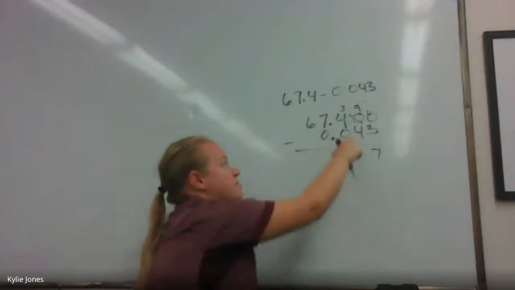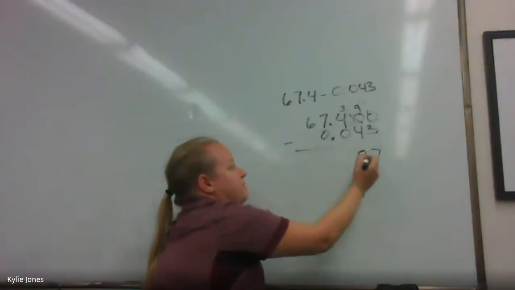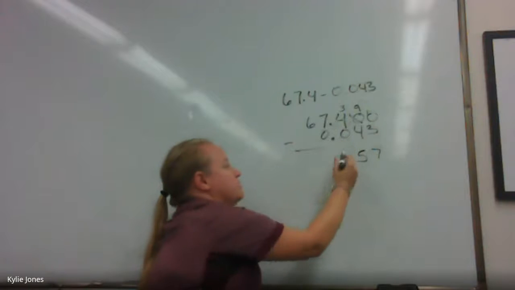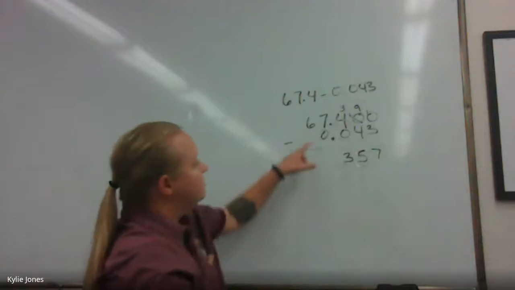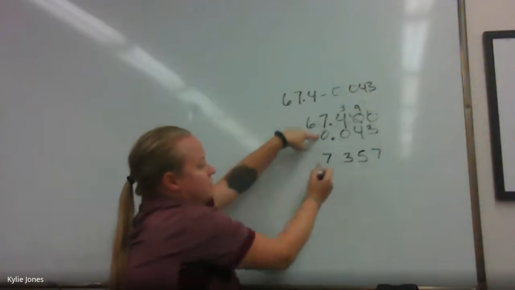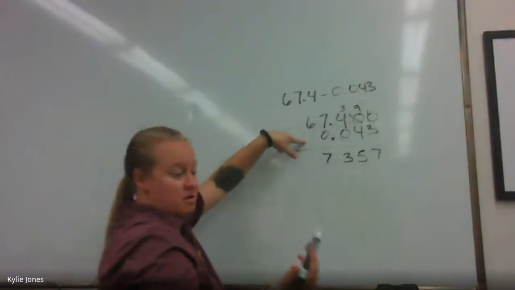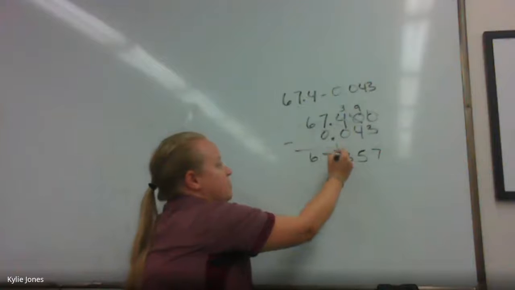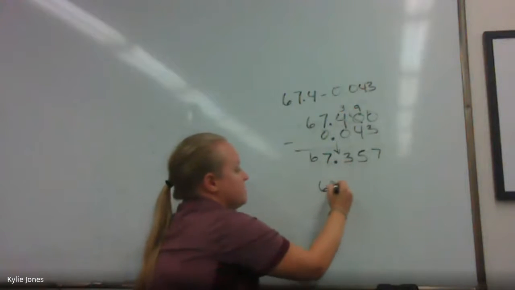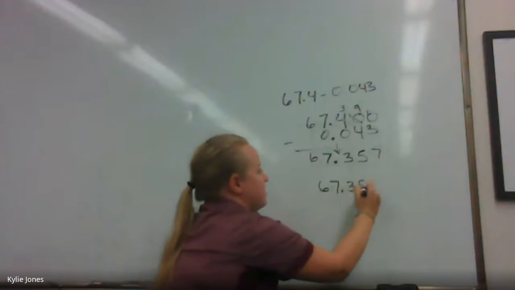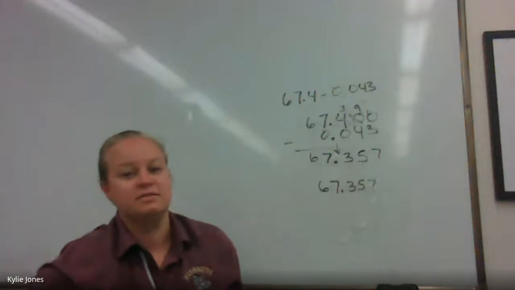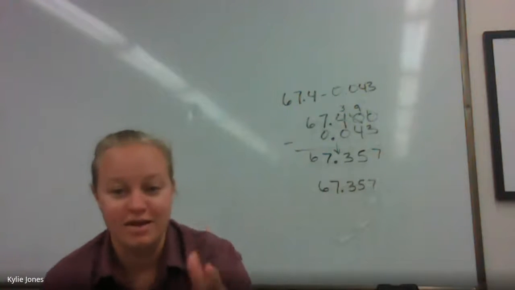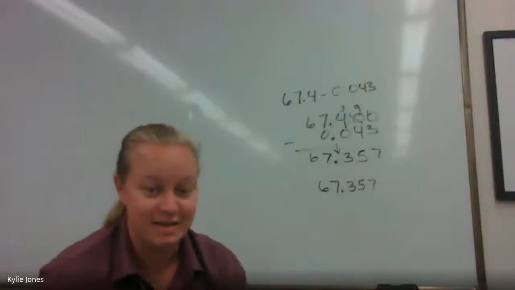Then 9 minus 4 is 5. 3 minus 0 is 3. 7 minus 0 is 7. 6 minus nothing is 6. And our final step, bring down our decimal, and our final answer is 67 and 357 thousandths, which I see a lot of you got. So you're killing it. Good job.